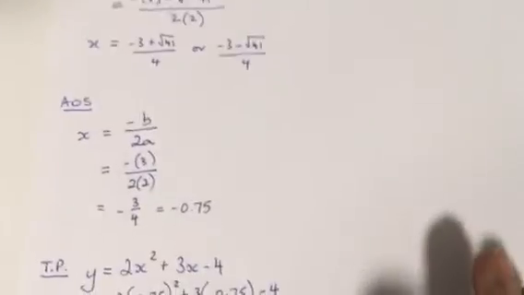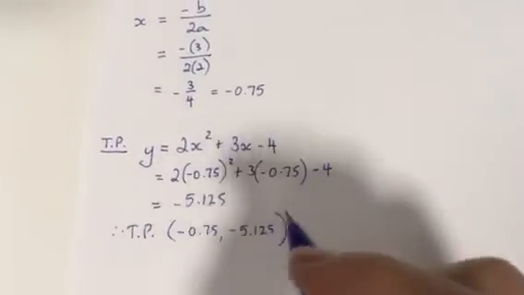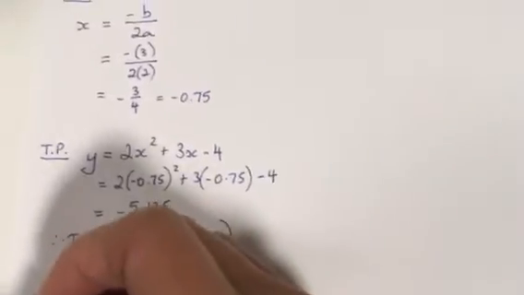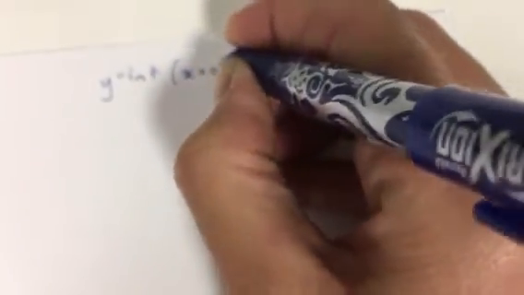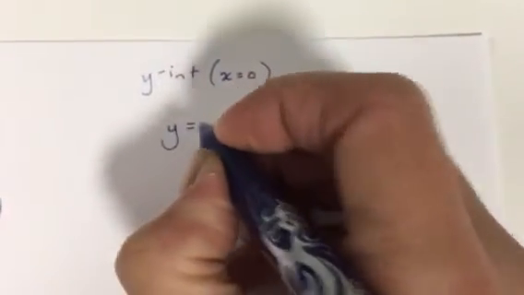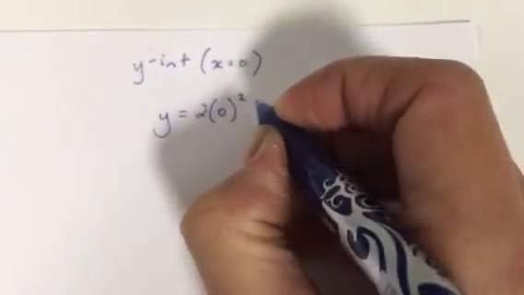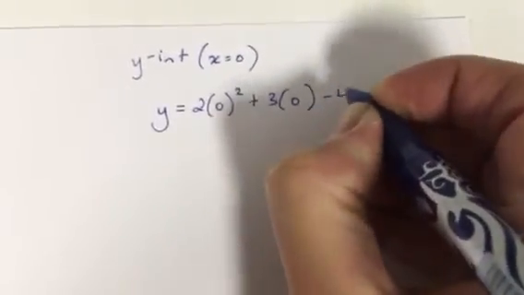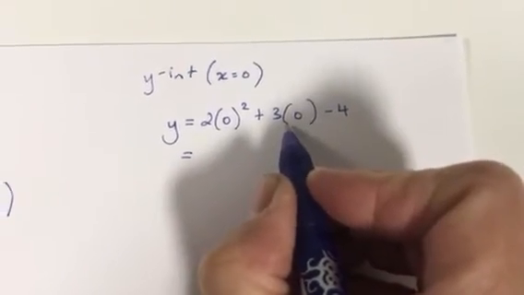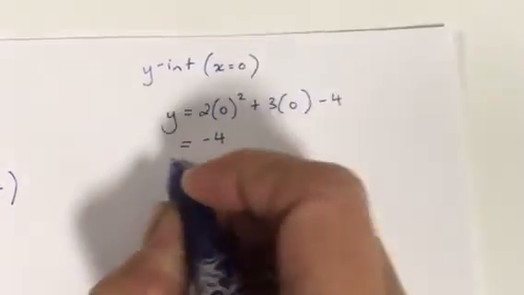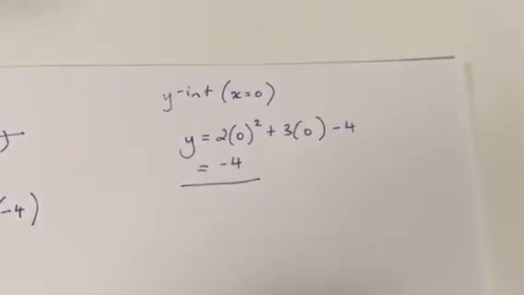All right, so I've got roots, axis of symmetry, turning point. The last thing I need to find is my y-intercept. I'll do that up here. My y-intercept. Okay, that always happens when x equals 0. So let's take the original formula and substitute 0 into all of those positions. 2 lots of 0 is 0, plus 3 lots of 0 is still 0, take away 4. Alright, so now I've got everything I need and I can sketch.